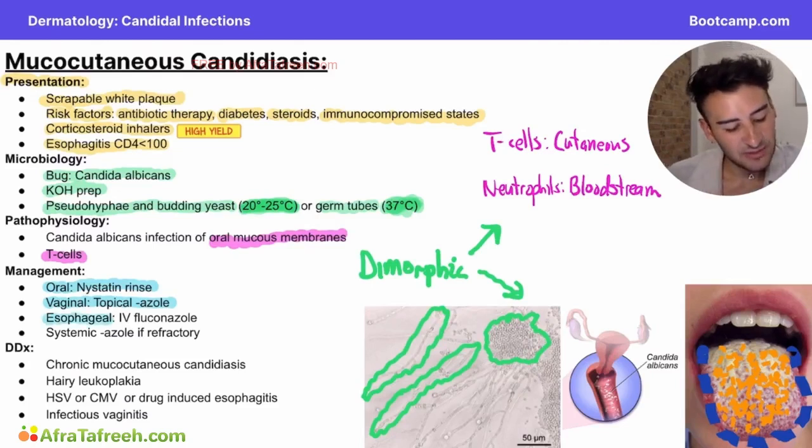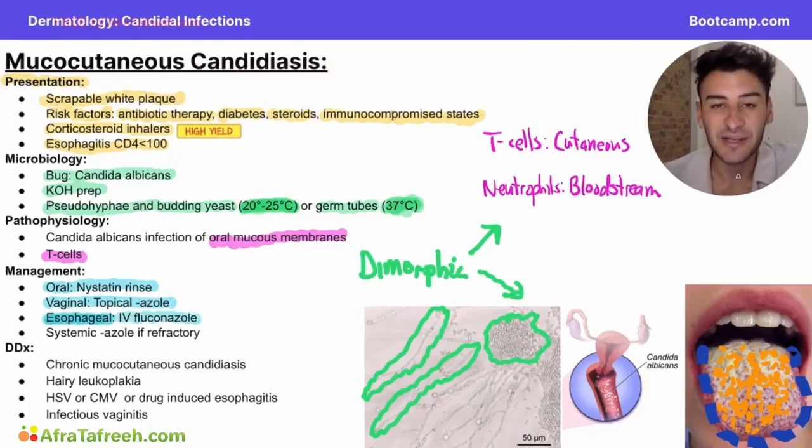Importantly, when it comes to esophageal candidiasis, IV fluconazole is going to be a really high yield sticking point on exam day. They love to ask that when it's esophageal candidiasis, you must give fluconazole in the form of an IV medication. This is because it has better penetration and it's much easier to reach the esophagus, which is normally a hard area for us to reach with topical treatments.